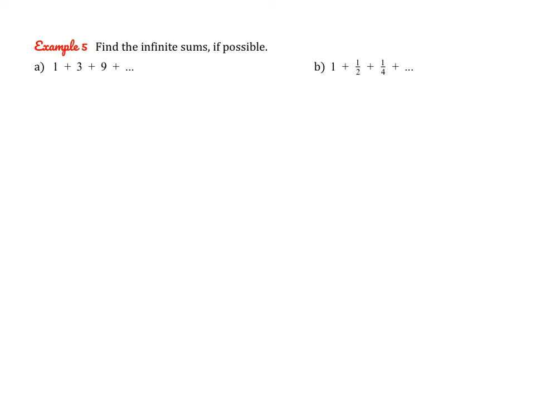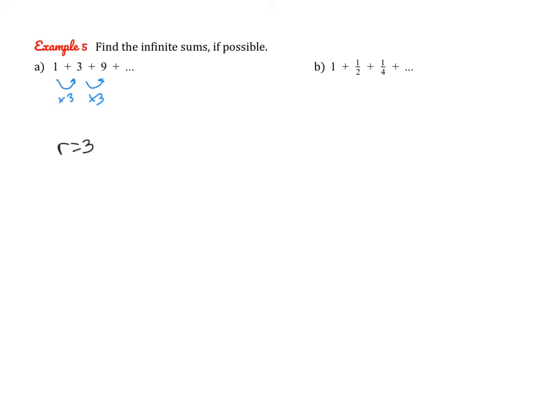All right, let's give these two a try together. So here you can see that we have an infinite sum because we have 1 plus 3 plus 9 plus ... There's no end to it, so we know it's infinite. So the next thing we need to do is see what's our common ratio. So here I can see we're doing times 3, times 3. So our common ratio is 3.